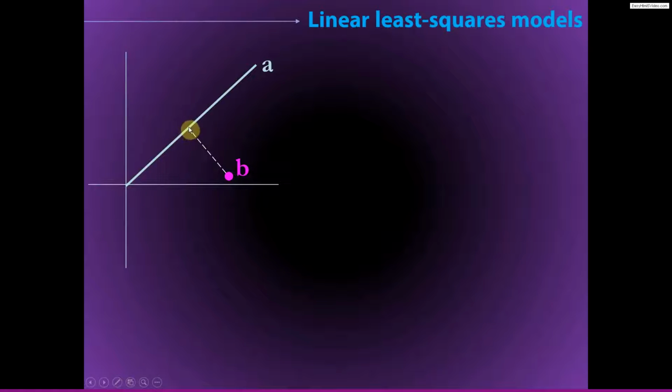So now our goal is to find this point here, or in other words, this scalar, the fraction of A, that tells us where this point is. So we'll call this fraction x. So the thing that we're trying to solve for is x.